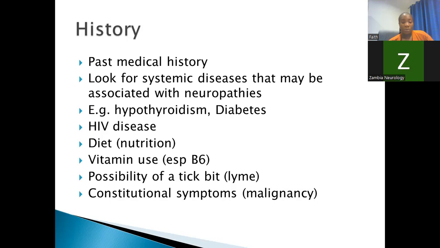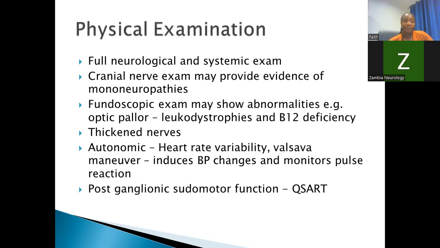You would also want to know, especially in certain regions, if there was a possibility of a tick bite, because you'd want to find out if there's Lyme disease, which can cause a peripheral neuropathy. And you'd also want to ask about constitutional symptoms, just to rule out any possibility of a malignancy. When examining the patient, you might also have some clues.